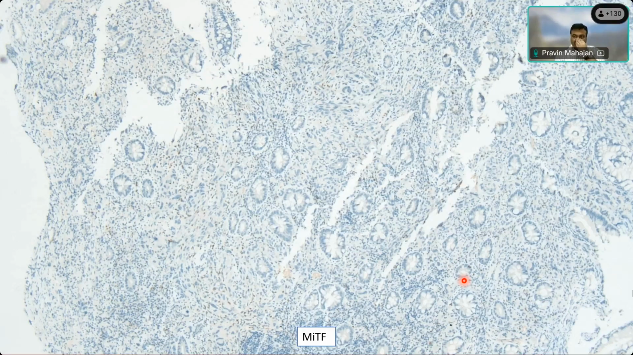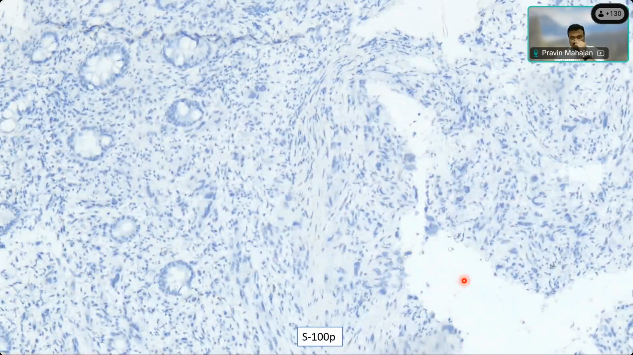Leiomyosarcoma: SMA was negative, Desmin was negative. I don't have pictures, but it was negative for SMA and Desmin. So that rules out leiomyosarcoma. It was negative for c-KIT and DOG1, so that ruled out the possibility of GIST also. But somebody said amelanotic melanoma, and she's right.